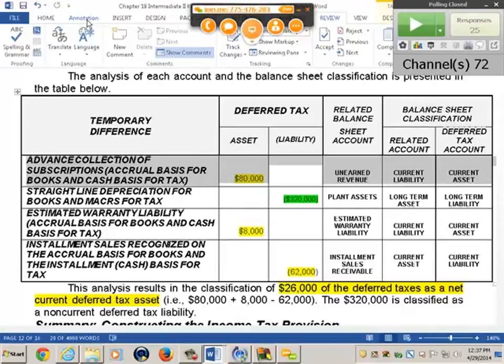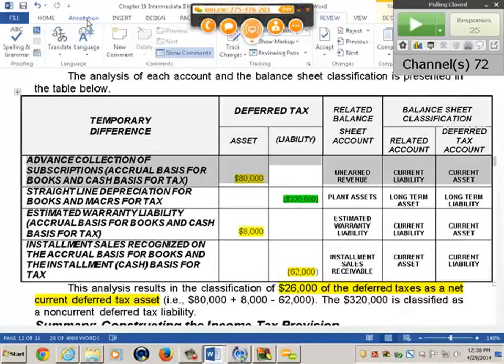Warranty, deferred tax asset. We accrue the warranty liability for books. We have to use a cash basis for tax, meaning that we cannot recognize the warranty expense until we actually pay it. Deferred tax asset, if it's a 1-year warranty, current liability, the estimated warranty liability is the underlying liability, the DTA is current. Installment receivables that we have, we accrued it for book purposes but use a cash basis for tax.